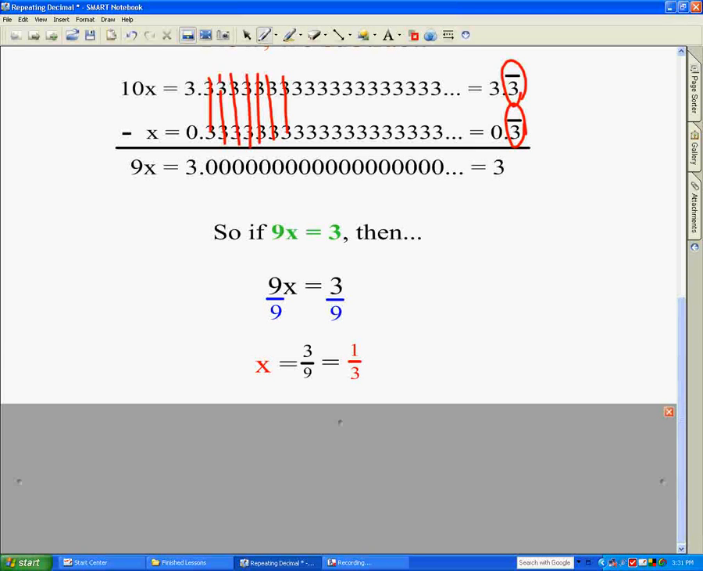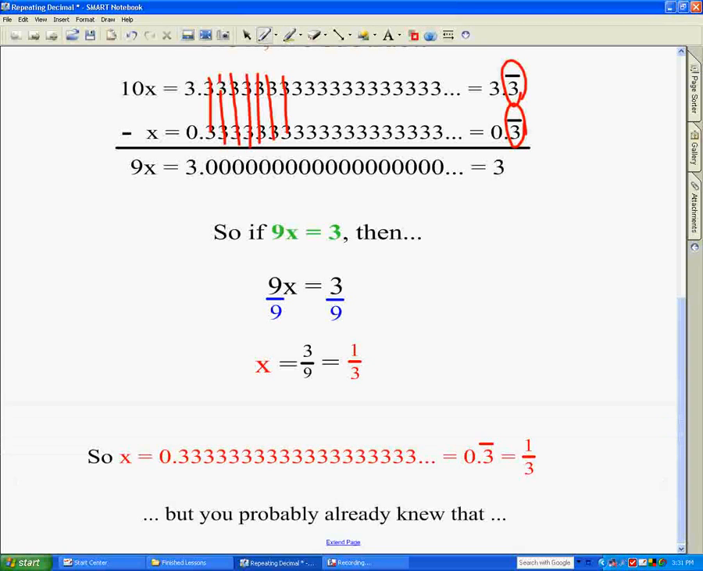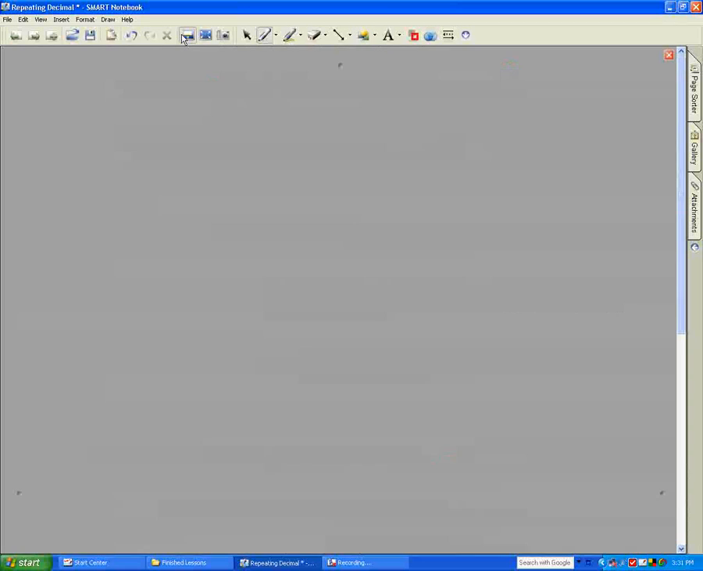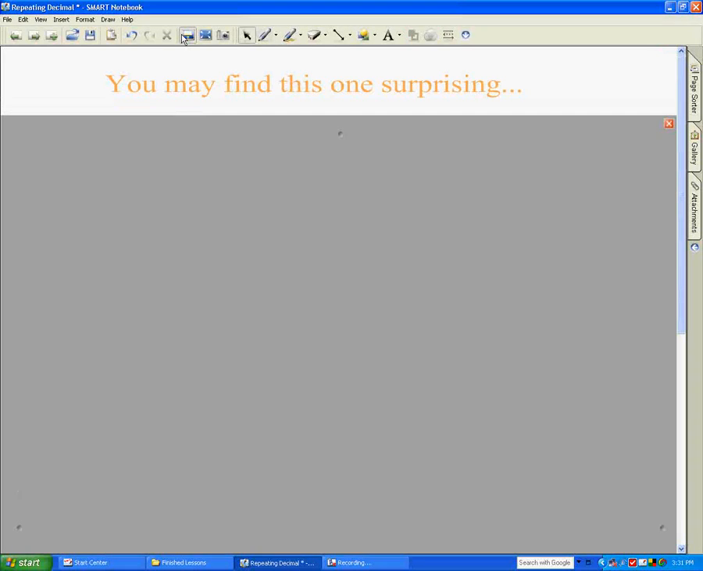So there you have it. x equals 0.3 repeating, or 1/3. Again, you probably already knew that. But now you have a strategy for attacking ones you might not know. You might find this one rather shocking or surprising.